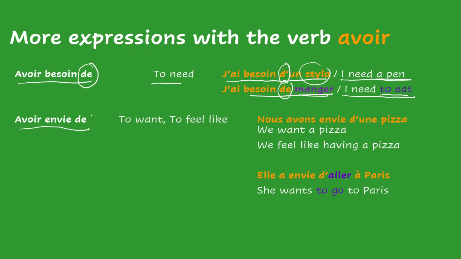Avoir envie de, also with a preposition de, which means to want, to feel like. For example, nous avons envie d'une pizza. We want a pizza or we feel like having a pizza. Again, you can use that sentence with an infinitive. Elle a envie d'aller à Paris. She wants to go, infinitive. She wants to go to Paris.